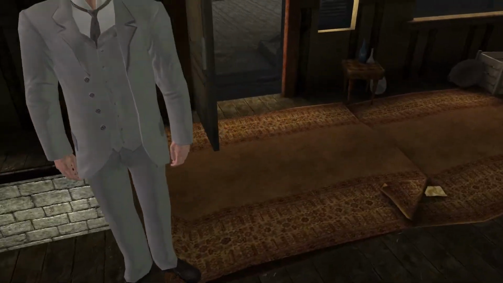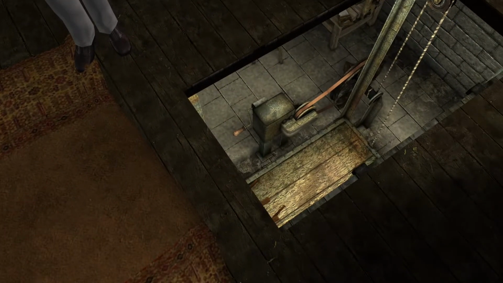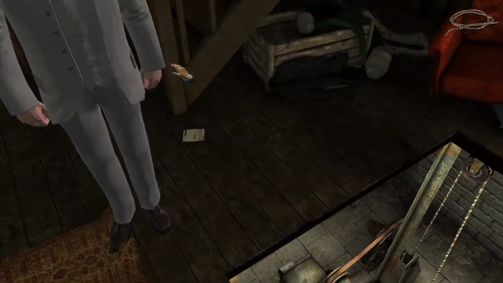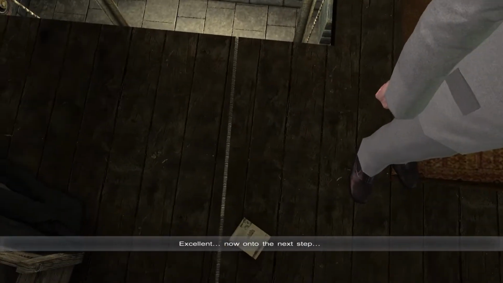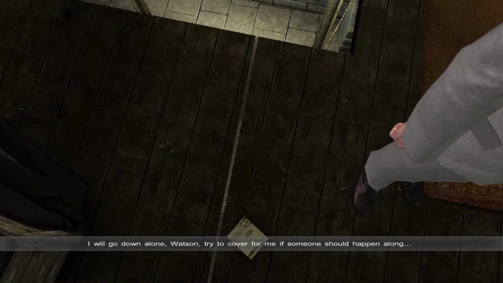Okay. We are making progress. Do I want to use rope here? Can I use rope here? Wait. Oh, yes. Move it. Excellent. Now, on to the next step. I will go down alone, Watson. Try to cover for me if someone should happen along. Understood, Holmes.